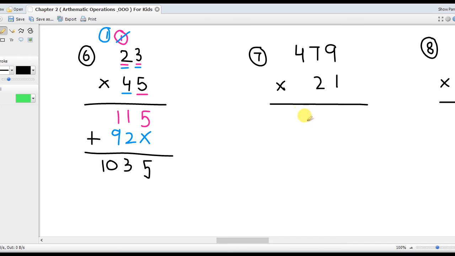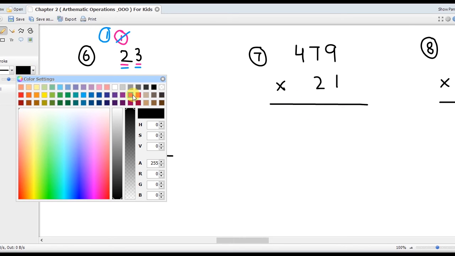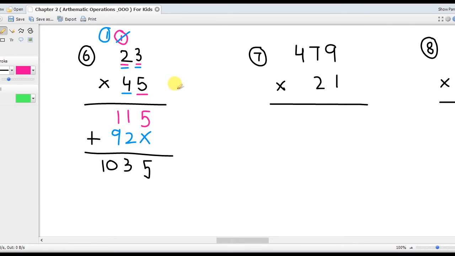Okay, next question number 7. So now solve it on your own and then you can resume the video. Okay. So first I'm going to multiply this 497 with this 1. So let's do it. 9 times 1 is 9. 7 times 1 is 7. And 4 times 1 is 4. Or simply 479 times 1 is 479.